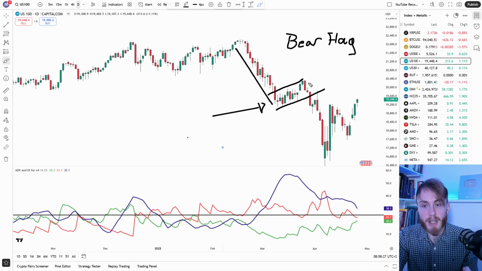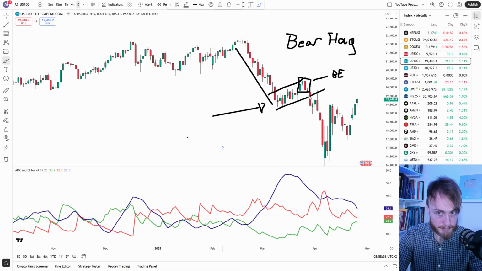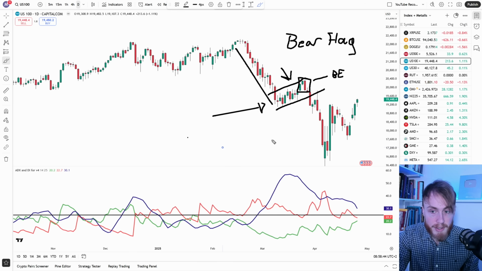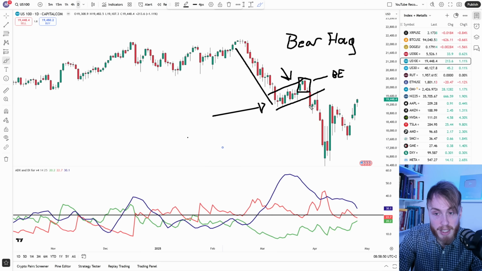And there are two main things we can use as entry here. The first one is a price action signal. For example, right here we had a bearish engulfing pattern coming in at the resistance of the bear flag. So that can be one potential entry. The other potential entry is to enter when the price breaks the bear flag. So another potential entry point could be right here.